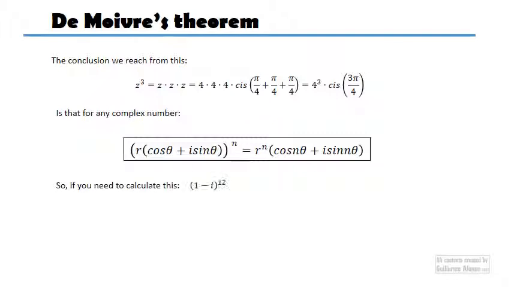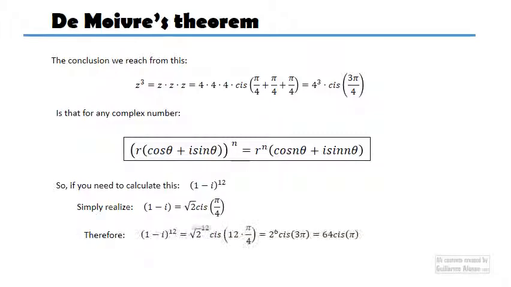So if you ever need to calculate something like this, trust me, rather than start crazy operations, take it into polar form and then use De Moivre's theorem, and your life is going to be much easier.